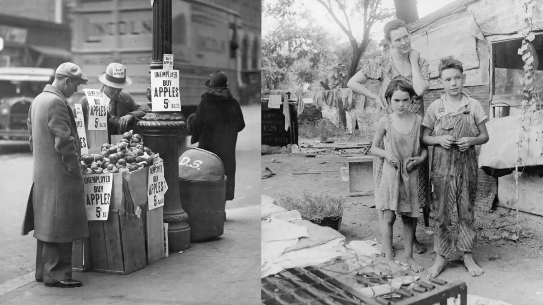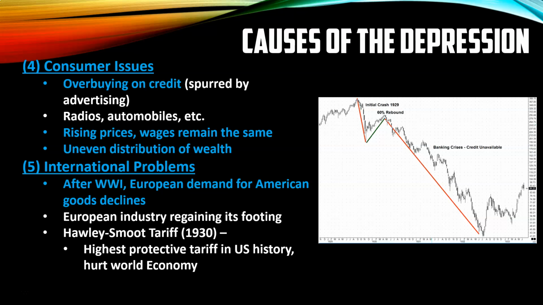Here you can see a sign of just kind of the conditions people were living in. They were just struggling to make it. A lot of times people lived in shanty houses. We'll talk about shanty towns a little bit. People were selling apples for 5 cents each, just doing anything they could to make a buck.